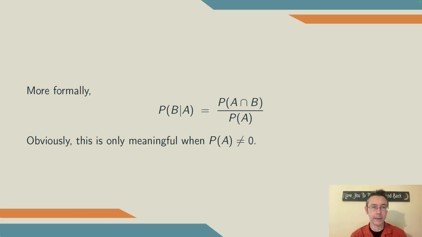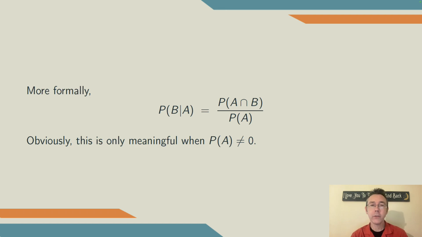A bit more formally, the probability of B given A is defined to be the probability of A intersect B, so A and B, divided by the probability of A. Obviously, that's only meaningful when the denominator on the right side is non-zero, but that's logical since we're supposed to be computing the probability of B under the assumption that A has already occurred, so it makes sense that it would only be defined if A is a possible event.